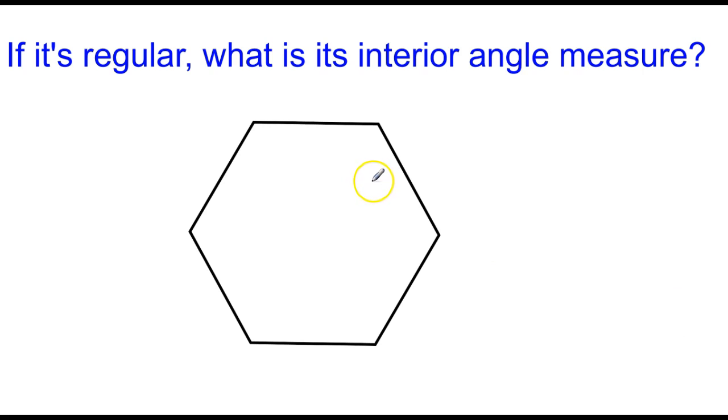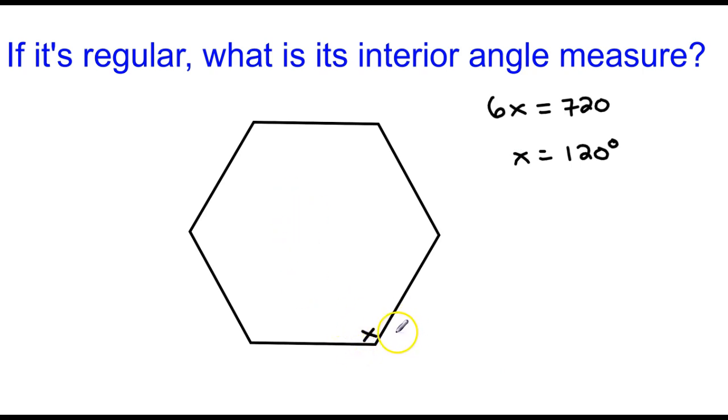If it's regular, what is its interior angle measure? Pause the video, see if you can figure out what this value of x is here. Alright, so how many x's would I have here? Well, be careful, I skipped from 4 to 6, so I know it's a hexagon. So it's got 6 sides, which means it has 6 angles, and those 6 angles all add up to give you 720. Divide both sides by 6, and you get x equals 120 degrees. So if it's regular, the interior angle measure here is 120.